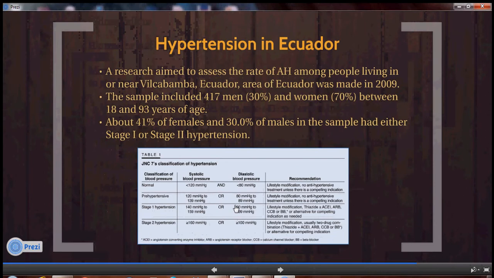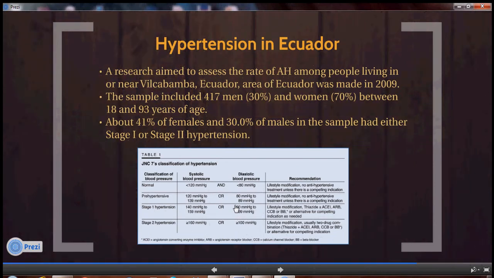Finally, we have hypertension in Ecuador. A research aimed to assess the rate of arterial blood pressure, of hypertension among people living in or near Vilcabamba in Ecuador was made in 2009. The sample included 417 men and women between the ages of 18 and 93. About 41% of the females and 30% of the males in the sample had either stage 1 or stage 2 of hypertension.